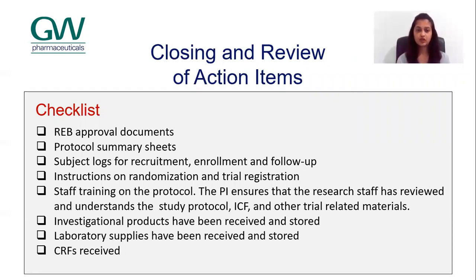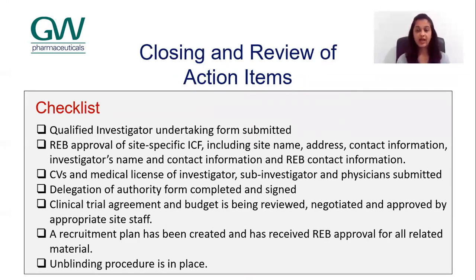For example, we can make sure that we have REB approval documents, we have all the investigational product supply, we have all the laboratory supplies, we have the unblinding procedure in place because this is going to be a blinded trial. So we need to make sure everything is in place, and once we have made sure of this, the study will be ready to be conducted by the site.